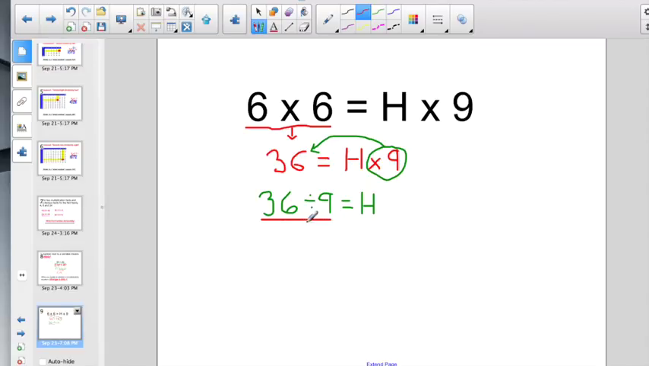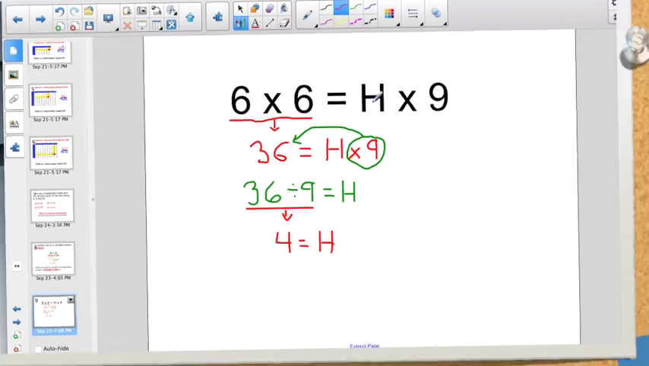One last step, I have to combine terms. What is 36 divided by 9? 36 divided by 9, hopefully you know, is going to give us 4. 4 equals h. So 6 times 6 is 36 equals 4 times 9. 36 equals 4 times 9. 4 times 9 equals 36. Yes, it does make sense when I plug the number in place of the variable.